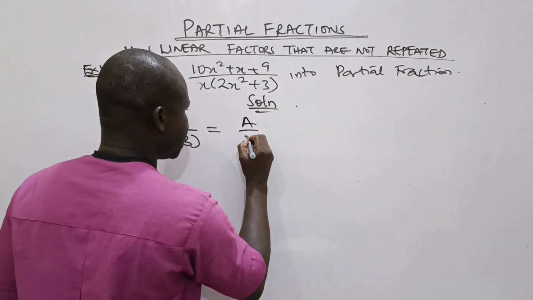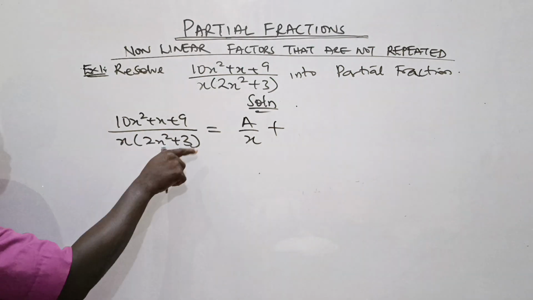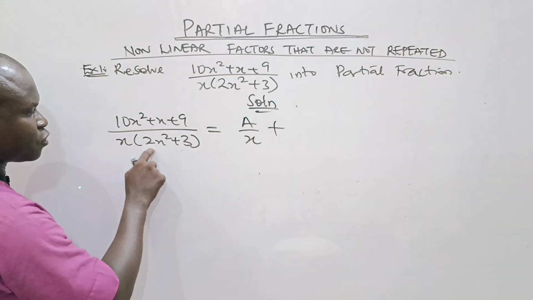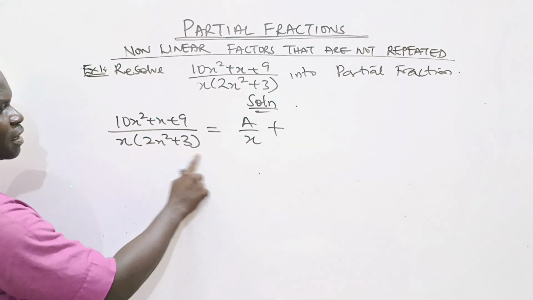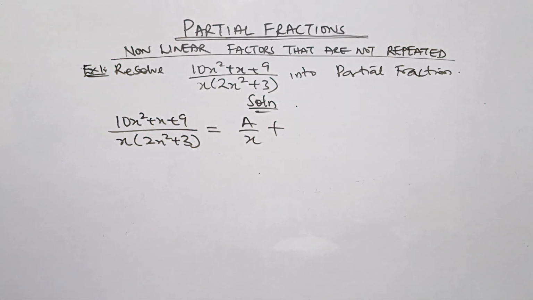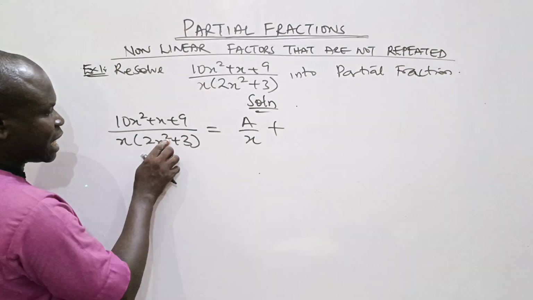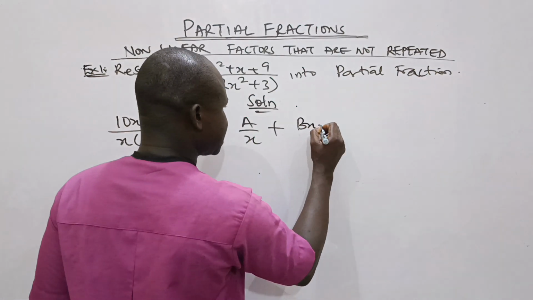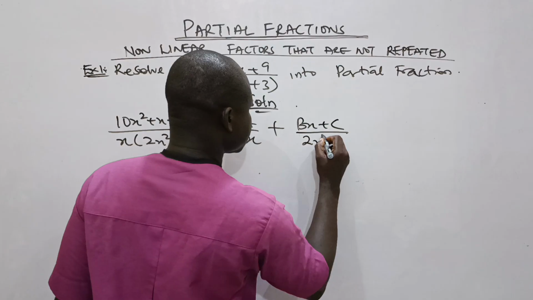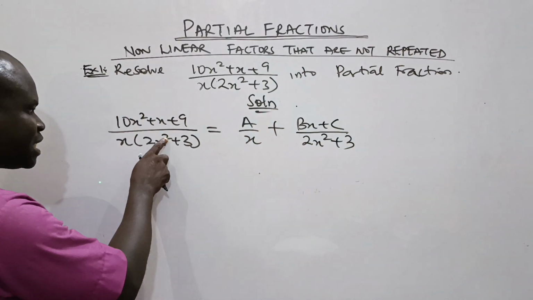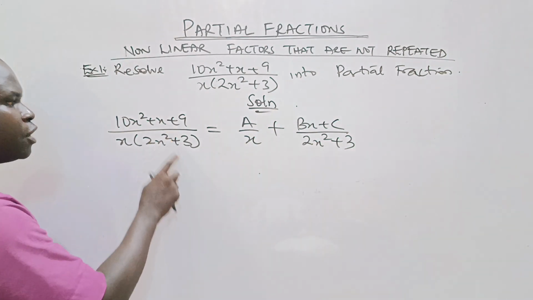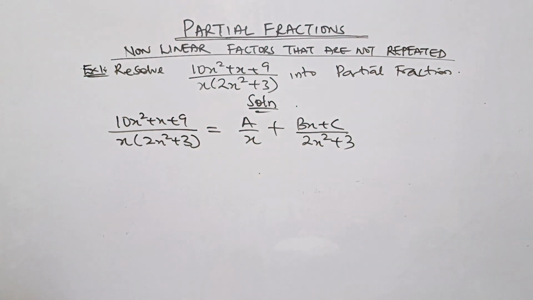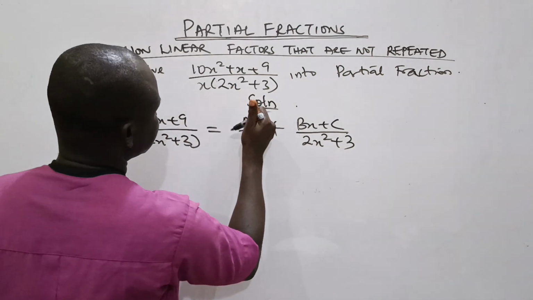So we say A all over x plus, in the second bracket, 2x squared plus 3. You cannot factorize this, so it is non-linear, not a linear factor. So how do we resolve this? Since the highest degree here is 2, this is what I will write at the numerator. Instead of writing B, I will say Bx plus C all over 2x squared plus 3. If the highest degree is cube, I'm going to start with Ax squared plus Bx plus C. That's how to resolve partial fractions that involve nonlinear factors.